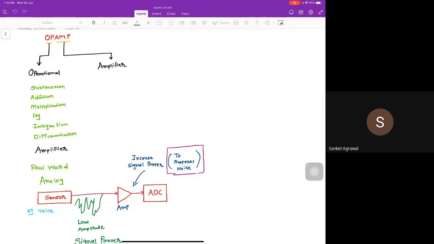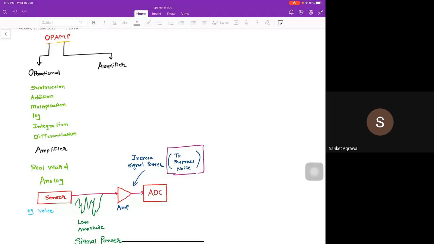So the op-amp means the operational amplifier, and the basic operations that we want to perform are subtraction, addition, multiplication, logarithm, integration, differentiation. So basically, all these operations we can perform with the help of the op-amp in negative feedback. Why in negative feedback? We will see that. So, amplifier. Why do we need an amplifier? Because the real world is analog, right?